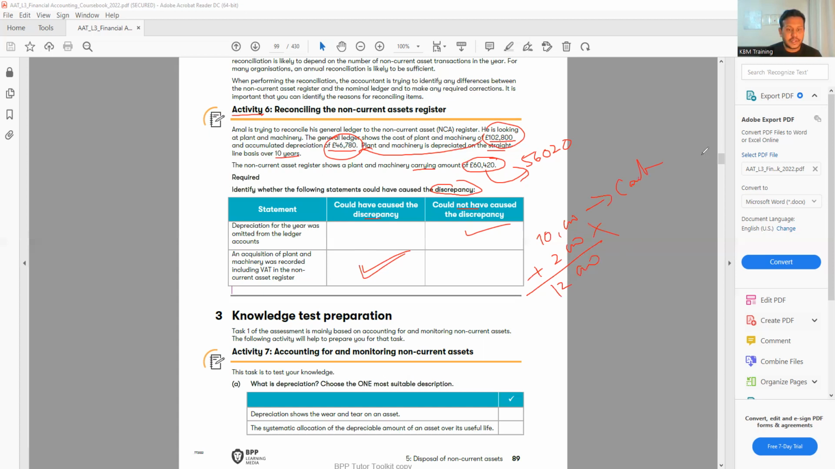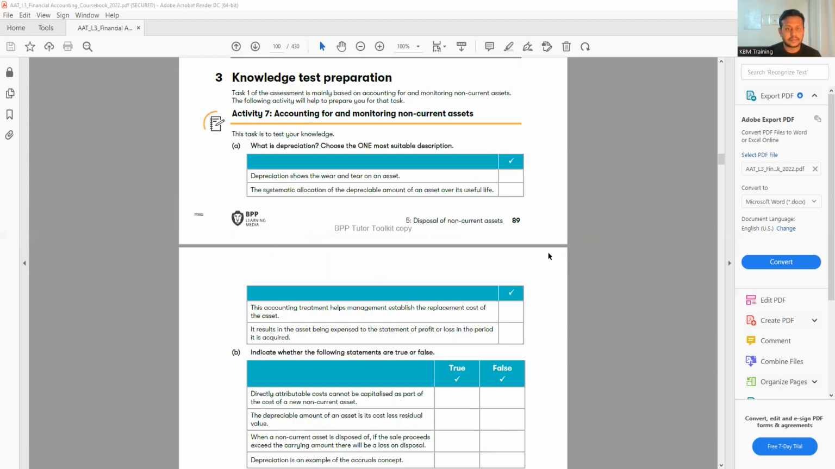All right, let's move to the next one. Next one we have here, knowledge test preparation. Activity 7, accounting for and monitoring non-current asset. This task is to test your knowledge. What is depreciation? Choose one of the suitable options.